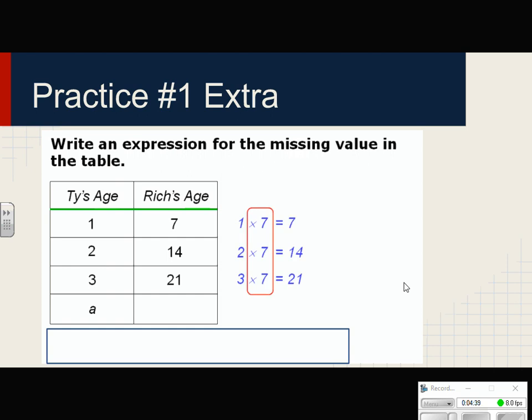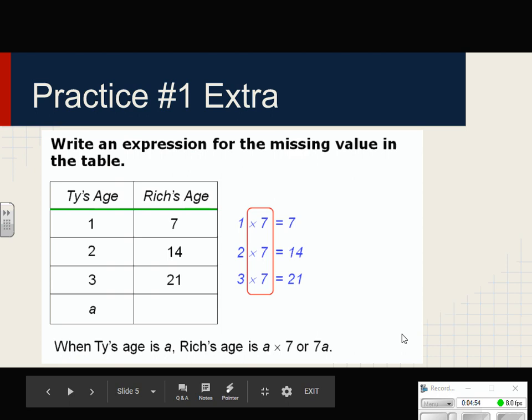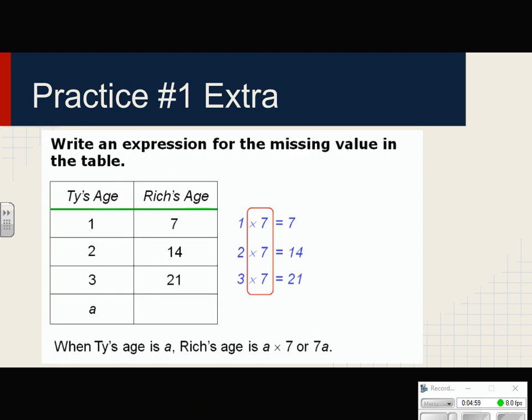All you have to do is take Ty's age and multiply it by 7. So if Ty is 3, Rich is 21, so A times what gets you Rich's age? The answer is 7A, or A times 7. So if you know anything about ages in certain breeds of creatures, dogs age at a speed of 7 times humans. So I'm going to guess Ty is a boy and Rich is the dog. So 7A is the pattern.